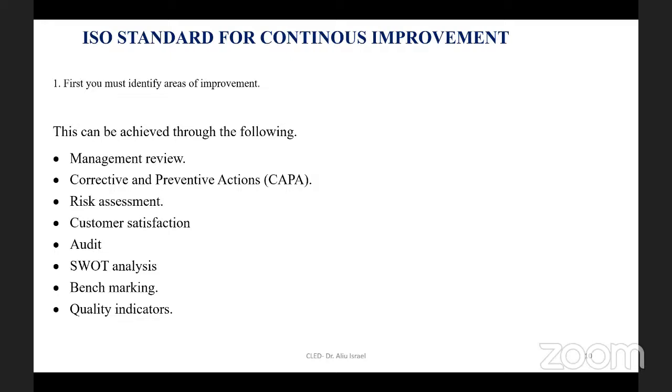You can identify areas of continuous improvement by corrective action and preventive action through your CAPA analysis, through your risk assessment, when you're assessing the risk, through customer satisfaction and customers' feedback. Through the customer feedback and customer satisfaction, they say, okay, improve in this area. Also doing an audit, like an assessment. These are places you could pick up how to identify the areas of improvement. SWOT analysis has to do with your strengths, your weaknesses, your opportunities, and your threats. Then benchmarking and quality indicators. All these are tools you can use for picking up areas for improvement.